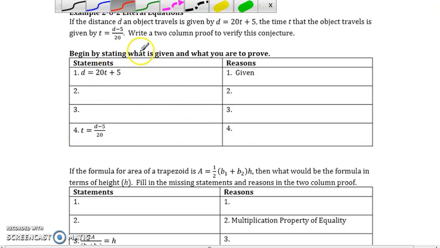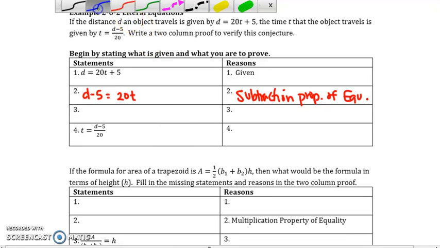So on our first one, our objective is to get t alone. So our first step is to get rid of the 5. So we're going to end up with d minus 5 because we want to subtract 5 and 20t over here. If we're subtracting, then we want to use our subtraction property. Or adding negative 5, you technically could use addition, but this one I would say more subtraction since you're subtracting your 5, subtraction property of equality.